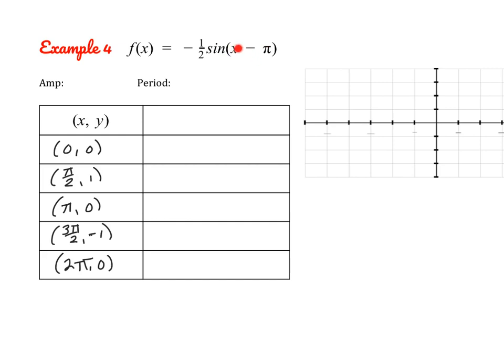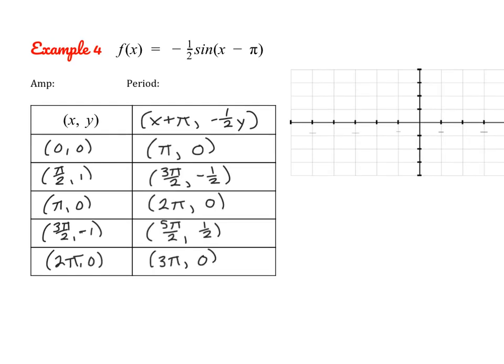So here I see that we are going to shift to the right pi. So that means I will add pi to all of my x values. And here we have a vertical reflection and a vertical shrink by a factor of 1/2. So negative 1/2 y. We'll update our coordinates real quick. Okay, so here are our updated coordinates.